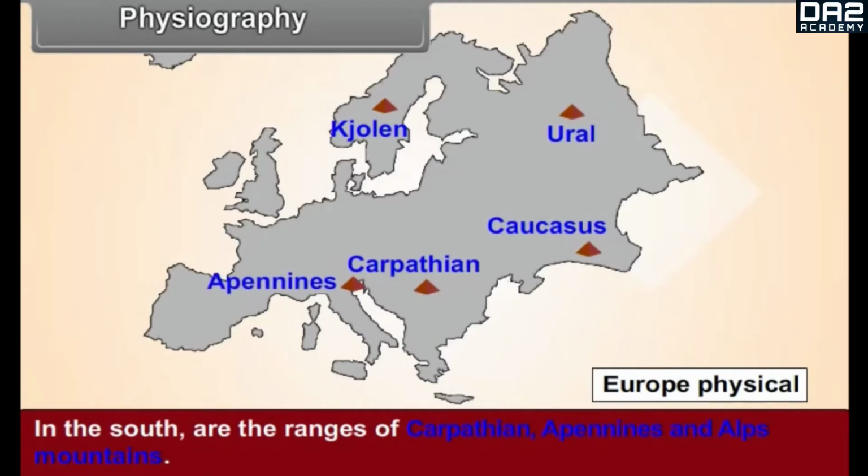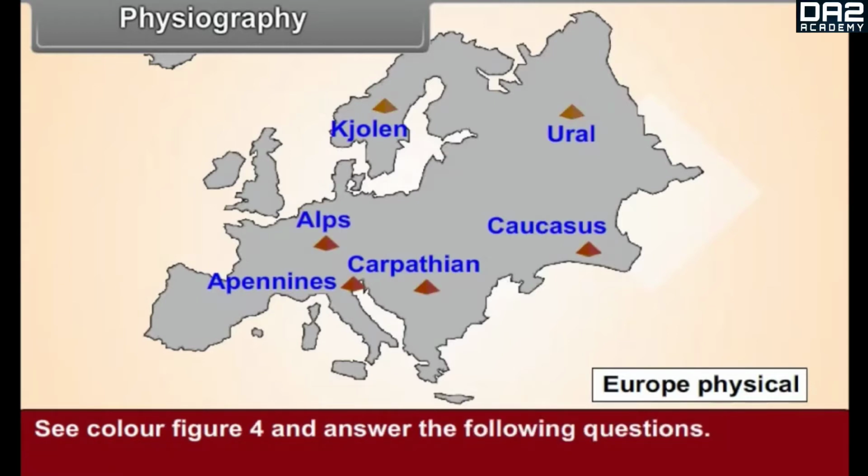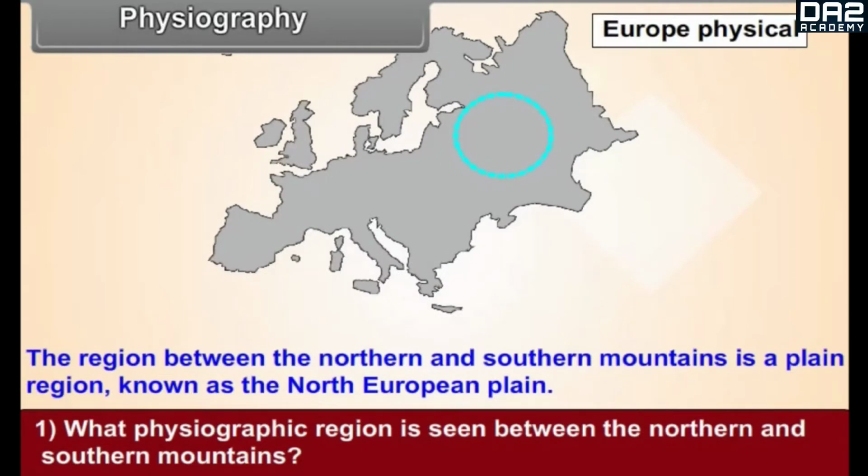See color figure 4 and answer the following questions. Number 1. What physiographic region is seen between the northern and southern mountains? Number 2. In which direction does the Scandinavian mountain slope gently? Number 3. Write the names of 4 mountains from the continent along with the direction in which they spread.